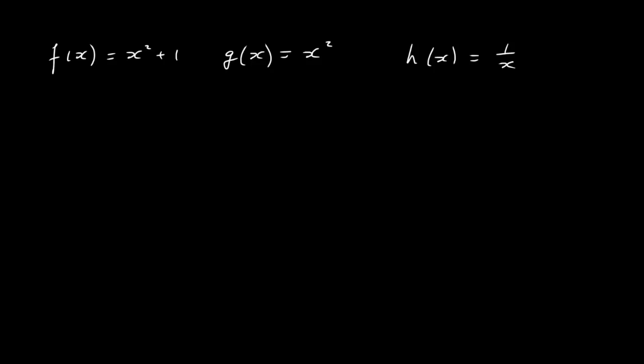Let's try f after g after h of x. What would that mean? Well, let's see. We have to do f after g after h. In other words, we're going to do h first. So if we do h of x first, h of x will just give us 1 over x. Now, whatever we get, then we need to put that into the next one here.